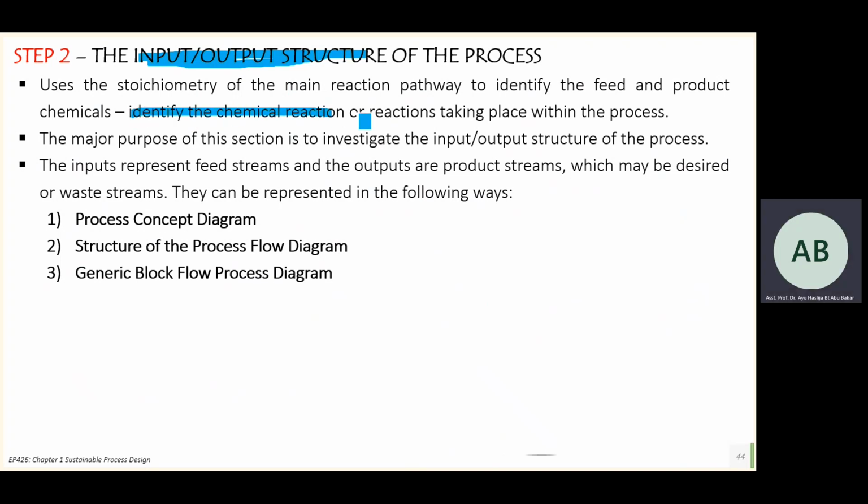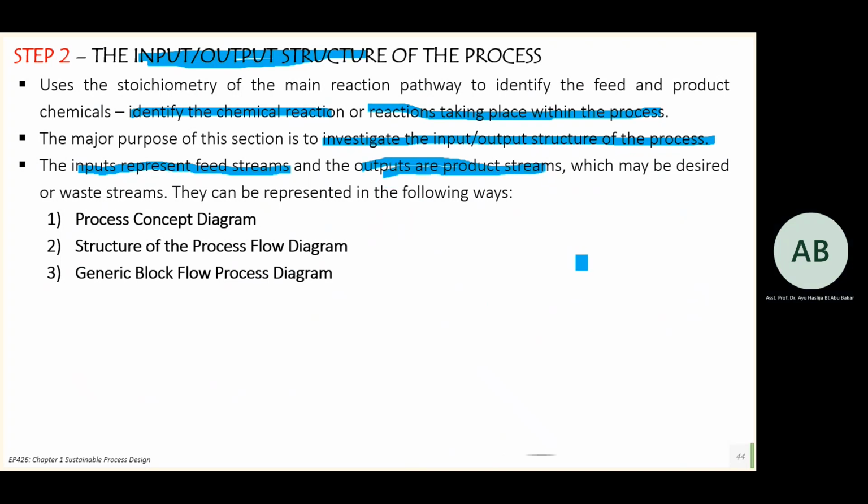Identify the chemical reaction taking place within the process. Okay, it is to investigate the input and output structure of the process. Input and output for each equipment, for each unit op, and also for the overall process. Okay, input represents feed stream and the output are the product streams or the waste stream. Okay, your effluent.